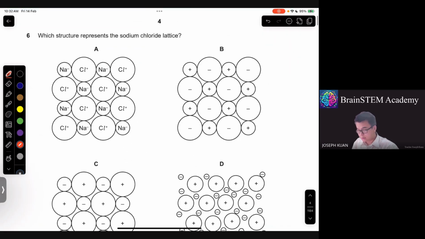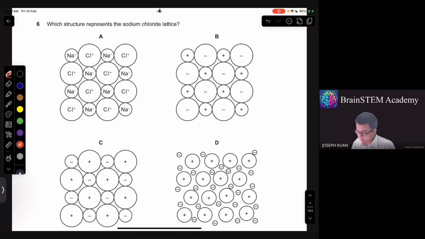Now, question 6. Which structure represents the sodium chloride lattice? Now, first of all, this is an ionic compound lattice. It's an ionic lattice. So I would say A is not possible, as sodium has a positive 1 charge and chlorine should have a negative 1 charge, chloride. So A is wrong.